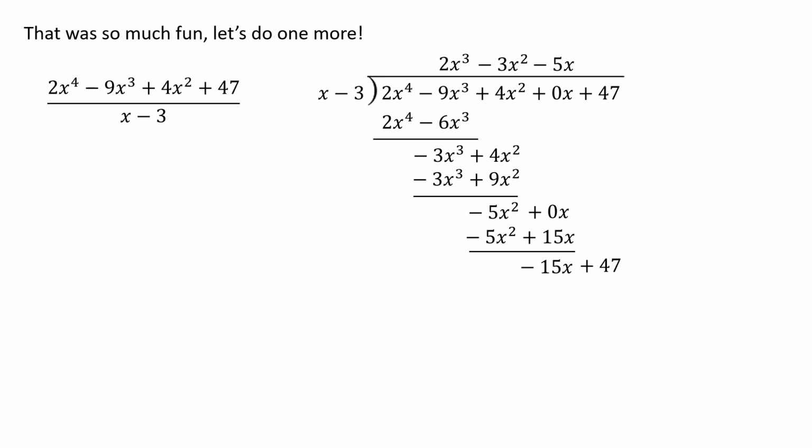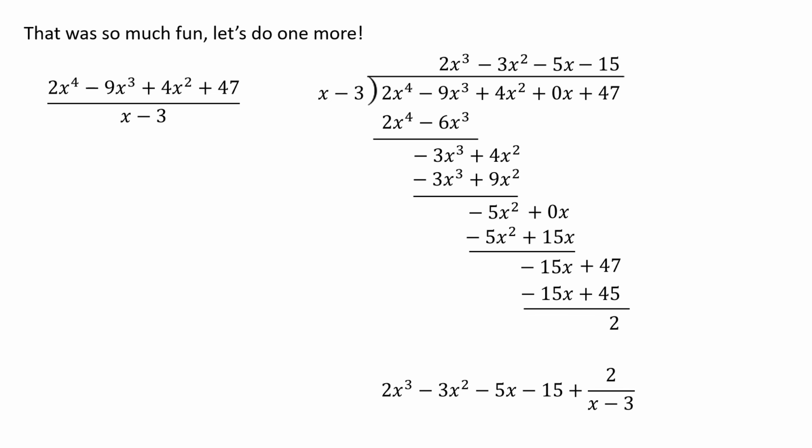Bring down. Divide, it looks like I need negative 15. Let's multiply, negative 15x plus 45. Subtract. 47 subtract 45 is just 2. So my remainder is 2 over x minus 3. And so there's our answer. 2x to the third minus 3x squared minus 5x minus 15 plus 2 over x minus 3.